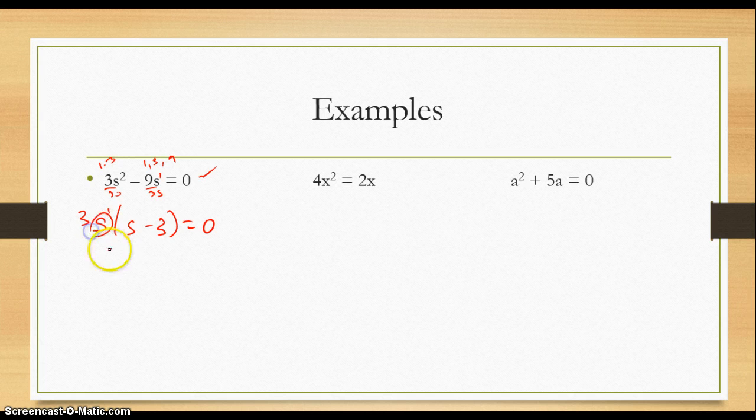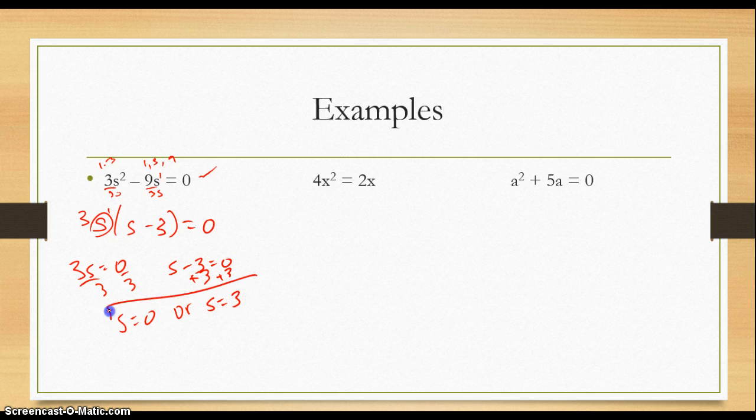Well, I took out a variable, so I have to set that equal to 0. Divide by 3, s equals 0, or s equals 3. So again, plug these solutions back in separately. Plug in 0, make sure that it balances it out. Plug in 3 to make sure that it balances each other out.